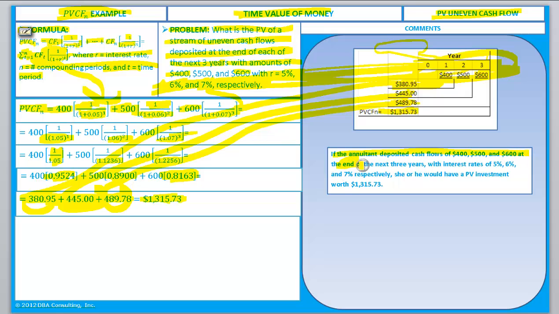So if the annuitant deposited cash flows of 400, 500, and 600 at the end, this is important now, at the end of the next 3 years, with interest rates of 5%, 6%, and 7% respectively, he would have a present value investment worth $1,315.73.